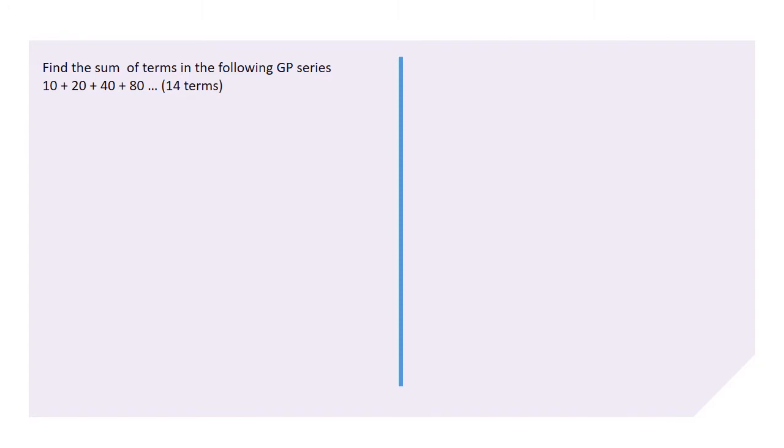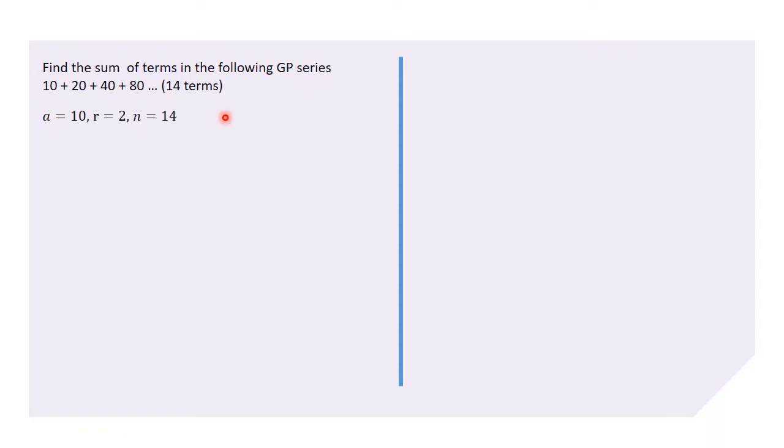Welcome to Easy Maths. In this lesson, we're going to be looking at some examples that have to do with the sum of terms for a GP series. We begin with this question where we're told to find the sum of terms in the following GP series: 10 plus 20 plus 40 plus 80 up to 14 terms.